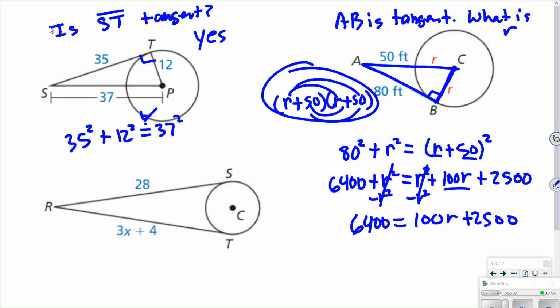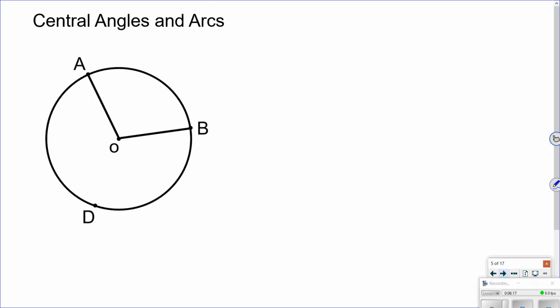Hey, this last problem, again, the directions are left off, but it would say, solve for x, given that RS is a tangent line. So we know RS is a tangent line and RT is a tangent line. So that means we know those are congruent. That's what has to happen. So 3x plus 4 has to equal 28. You would solve that equation and you'd have your answer. Those are the main theorems from that first section from 10.1.